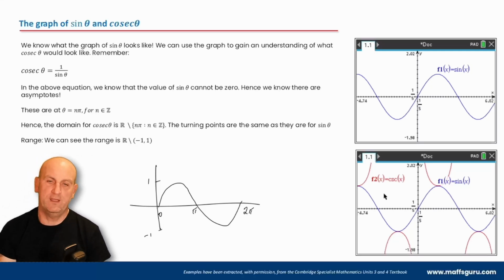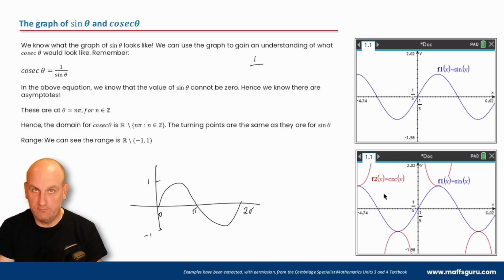But what would happen if I reciprocated that? Now, what I tend to say is this. Well, if I do 1 over a really small number, what's that going to be? Hopefully the answer to that is it's going to be a big number. And if I do 1 over a big number, what's that going to be? It's going to be a really, really small number.